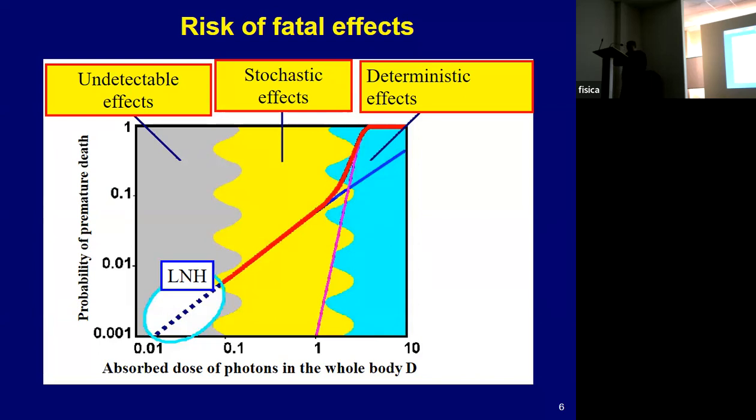Take the red curve on the slide. At low doses, the probability of premature death is small, and its value is determined by the probability of developing stochastic effects. As the dose increases, the probability of cell death increases faster than the probability of their mutation. So the main effect leading to premature death of people at high doses is a deterministic effect of radiation.